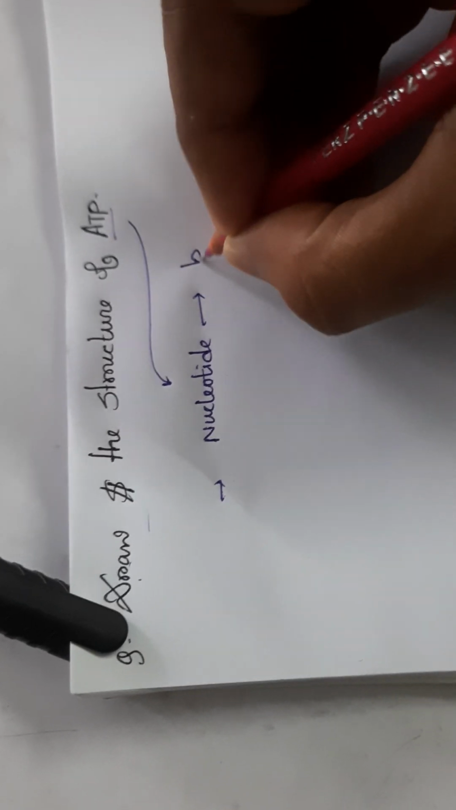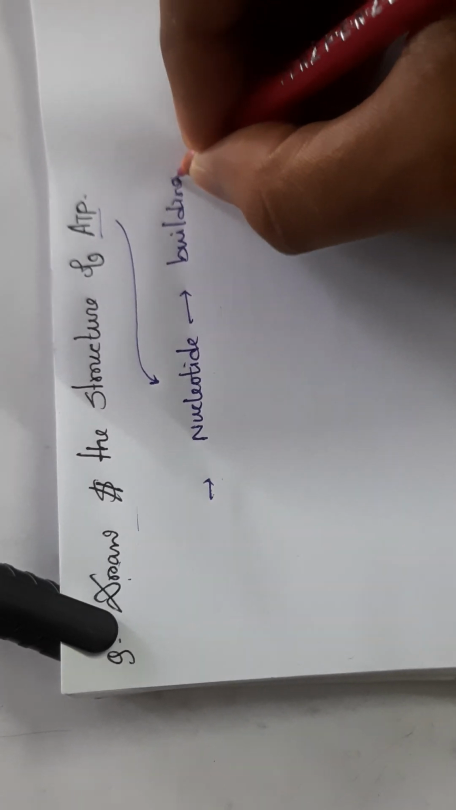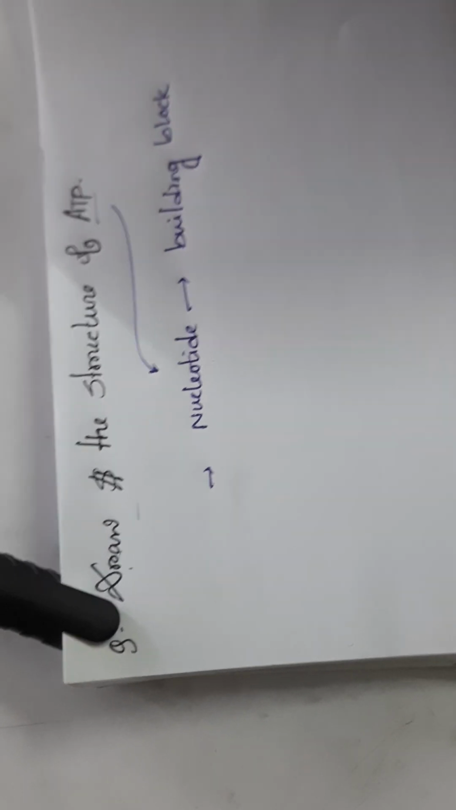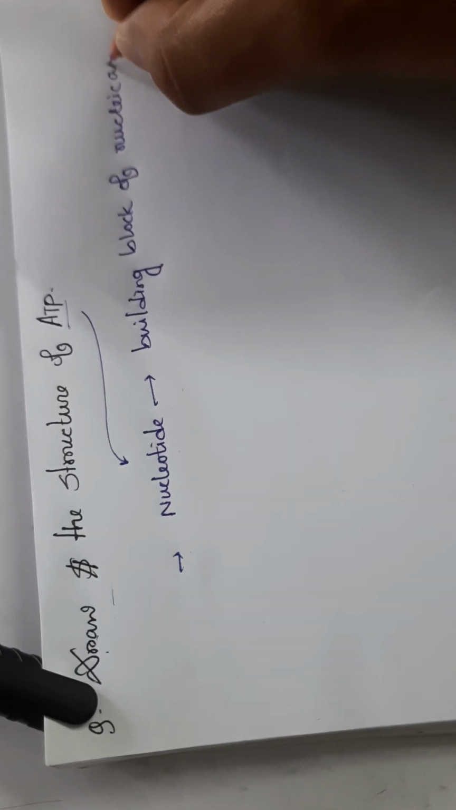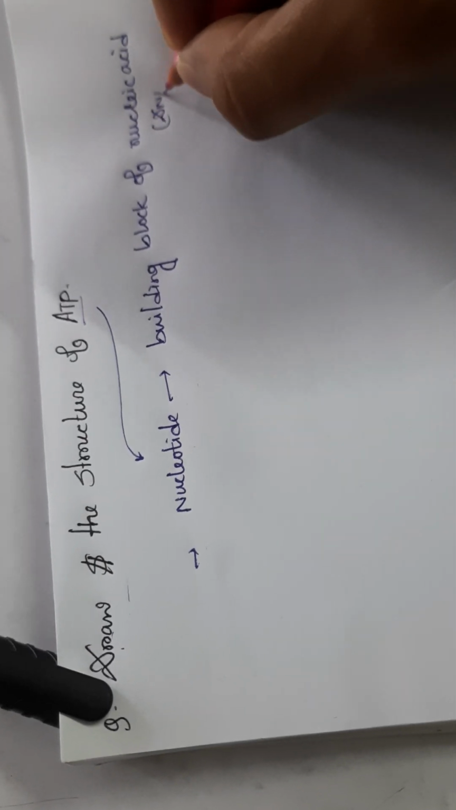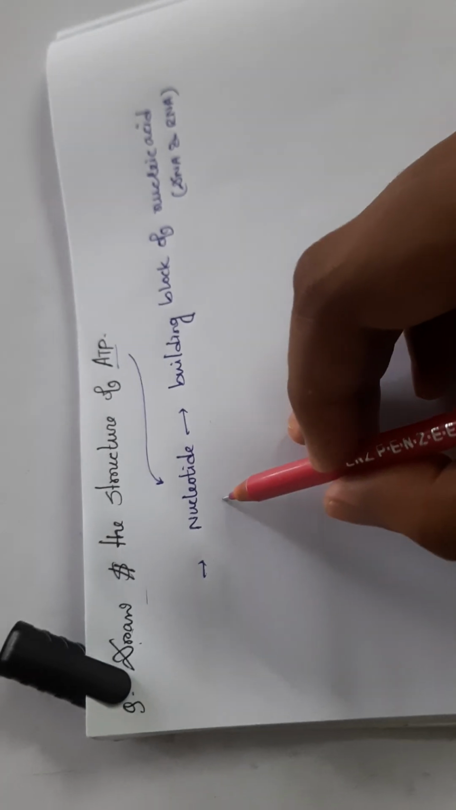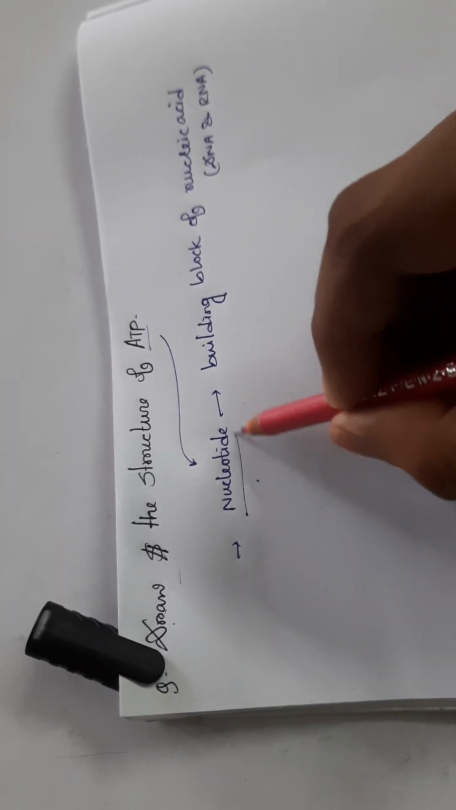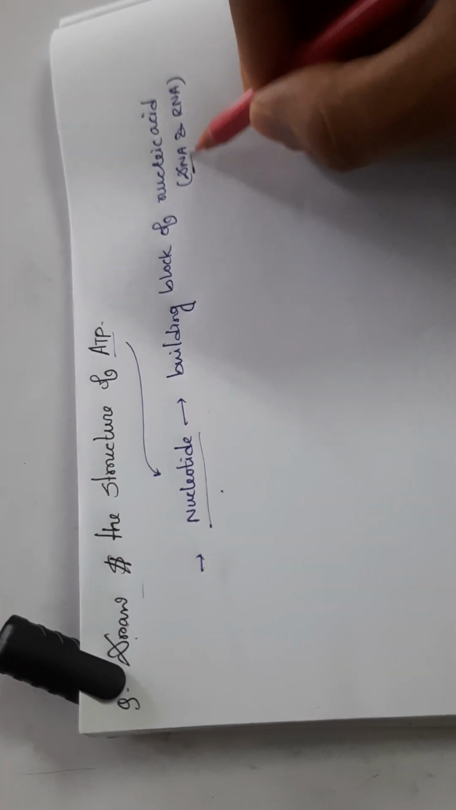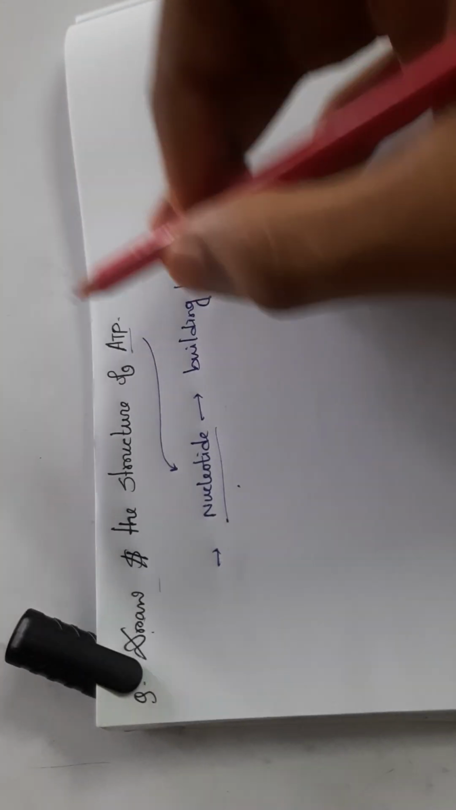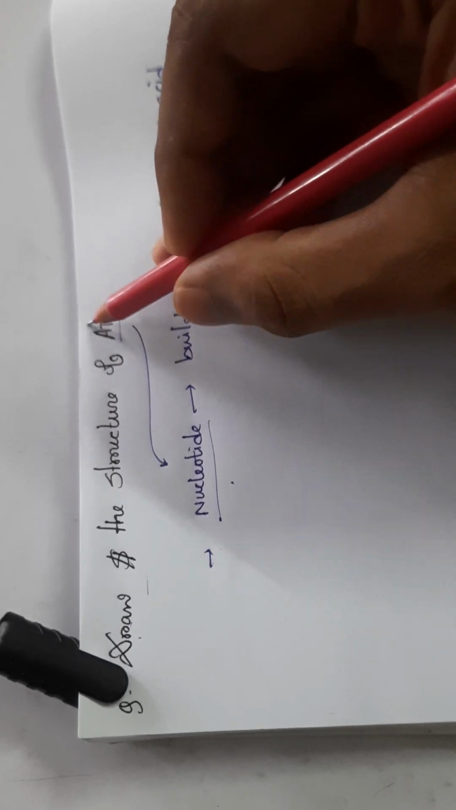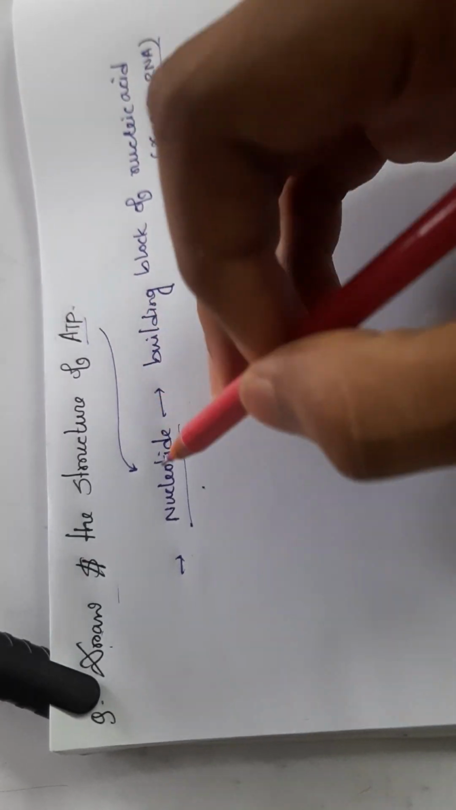And what are nucleotides? Nucleotides are the building blocks of nucleic acids, meaning DNA and RNA. So ATP is a nucleotide, and nucleotides are nothing but building blocks of nucleic acid, meaning they form the DNA and RNA. So its name suggests adenosine and triphosphate.